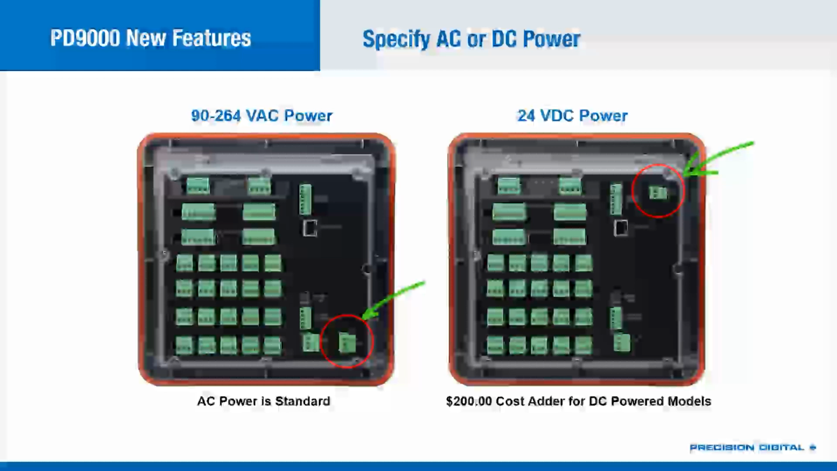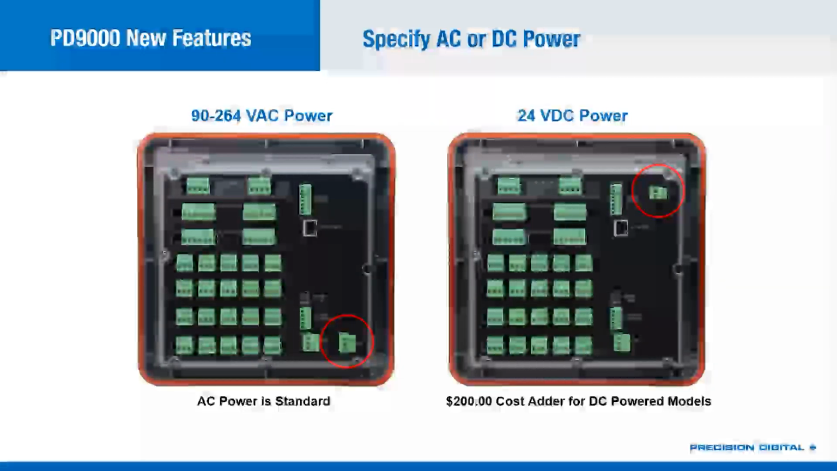Not a huge difference as far as functionality goes. It's really just when you buy the product, you've got to know what it is that's going to power it up. And there is an adder for that DC power. There is no adder for the AC power. So your DC models are going to be slightly more expensive than your AC powered models.